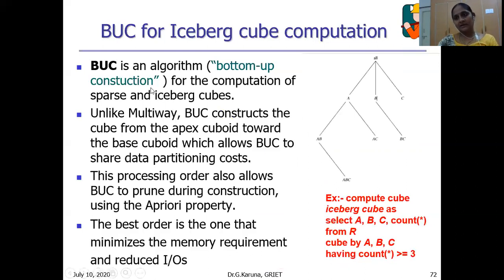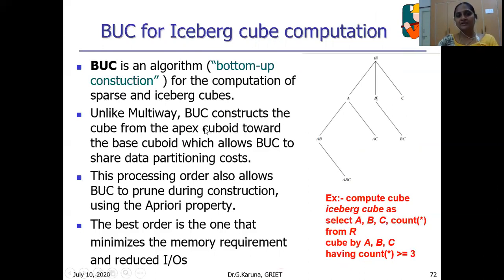Coming to the BUC algorithm, the other one is, instead of full cube computation, if we do iceberg cube computation, partial computation, how should we do it? BUC is one of the algorithms, bottom-up construction. The name is bottom-up construction. What we assume is maybe we start with the bottom, but no, it is starting with the top, because the authors consider the apex cuboid as the starting one. That's why it is called bottom-up construction.